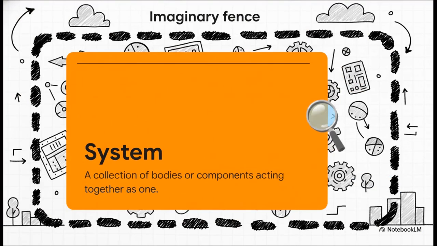So what exactly is a system? Well, it's really just the collection of things we decide we want to focus on. Think of it like you're putting an imaginary fence around the objects you care about for your problem. Everything inside that fence is your system. Everything outside is just the environment. It's how we isolate what we're trying to figure out.